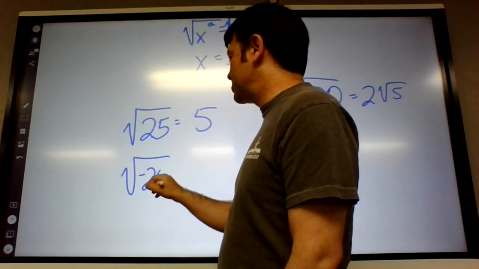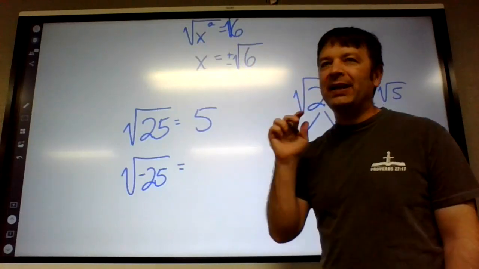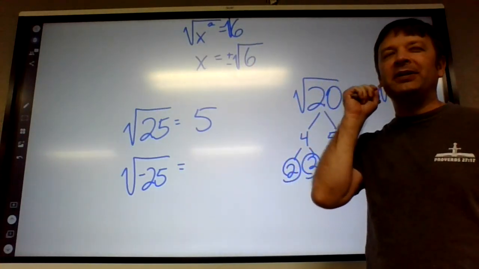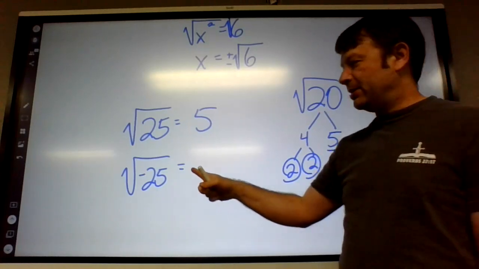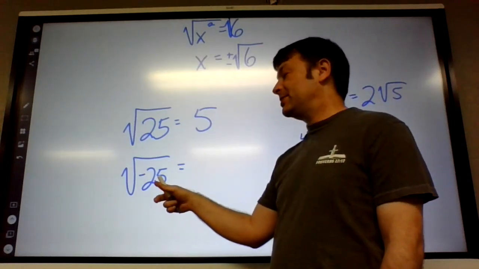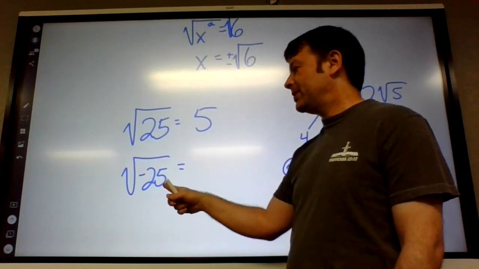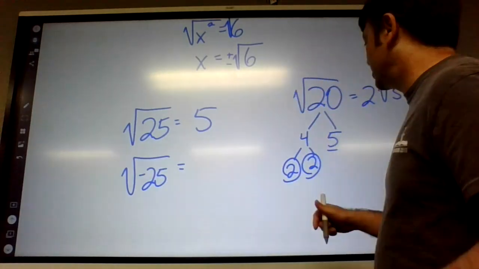So, what's the square root of -25? No. Well, nothing real. 5 times 5 is not this. -5 times -5 is not this. So, this is what they call an imaginary number.